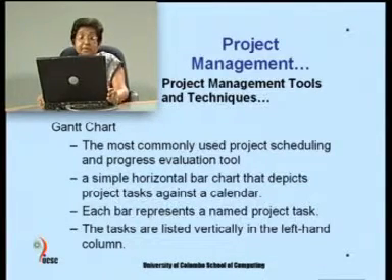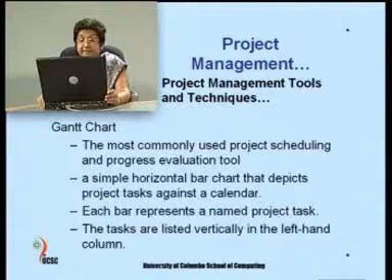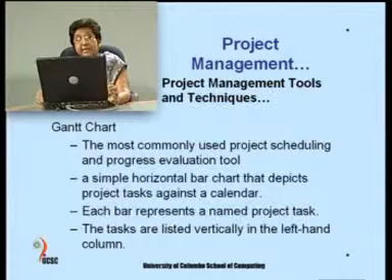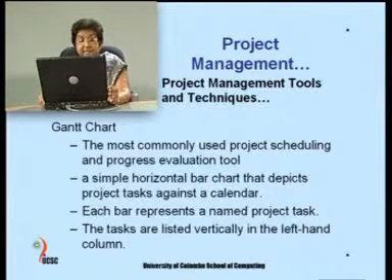On the other hand, a Gantt chart is most commonly used as a project scheduling and progress evaluation tool. PERT was more to find out the interdependencies of tasks, but a Gantt chart can be used for project scheduling and also to evaluate the progress of the project. It is a simple horizontal bar chart that depicts project tasks against a calendar.